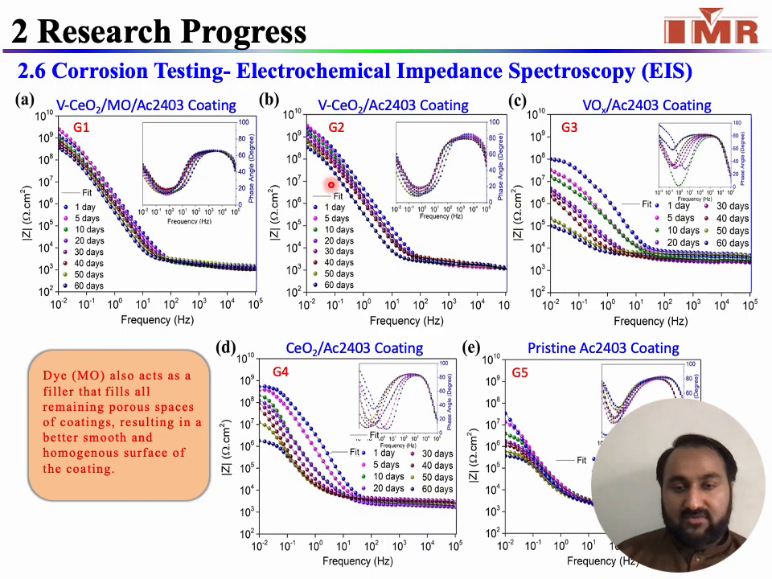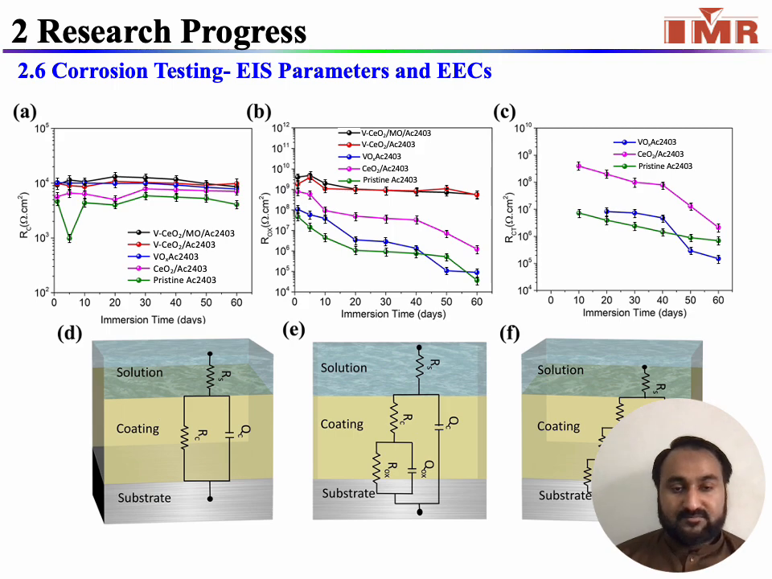But in the case of the control coating, with the absence of the CO2, or absence of the VO, or absence of both chemicals, we can see that the corrosion resistance properties decreased after some days, and that also fails to protect the coatings. So we have also analyzed the parameters like RC, ROX and RCD to further evaluate and confirm our results by using these models.